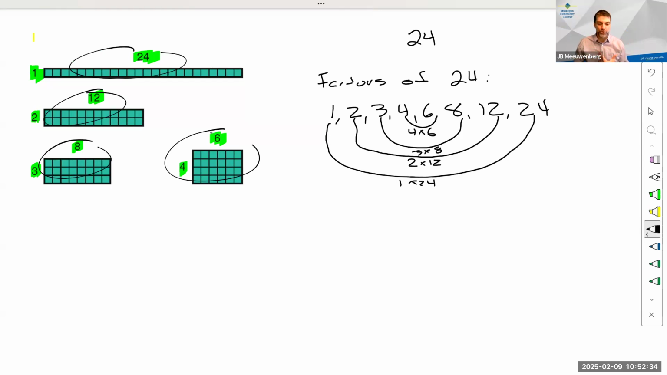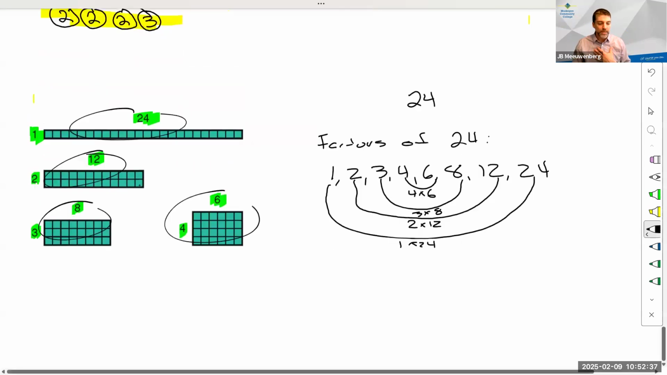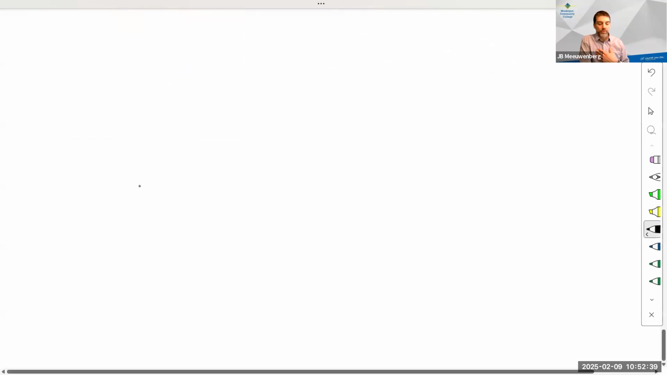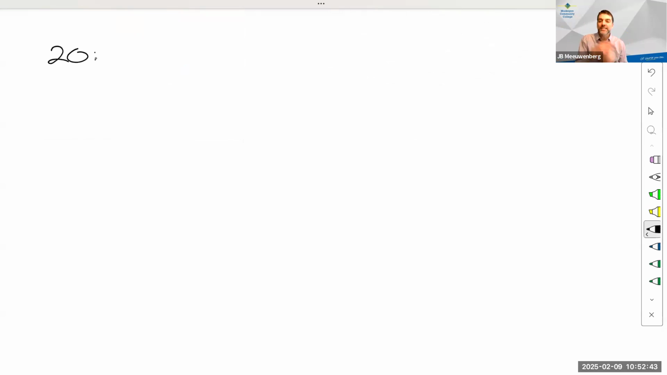So just as a little review, what I'd like you to do is try with the number 20. So just the number 20. Can you list all the factors? Again, not a prime factorization, but just list all the factors. Take a moment to do that.